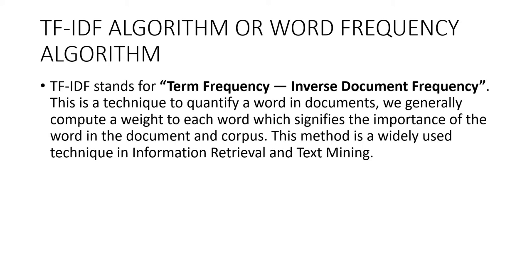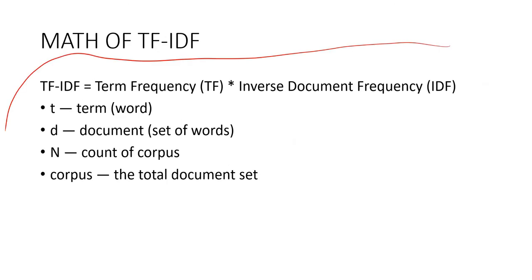It's also known as the word frequency algorithm. tfidf stands for term frequency inverse document frequency. This is a technique to identify a word in documents. We generally compute a weight for each word. Each word is associated with a weight, which signifies the importance of the word in the document and corpus. This is the math: tfidf is equal to term frequency times inverse document frequency. T is the term word, D is the document, and N is the count of the corpus, where the corpus is the total document set.